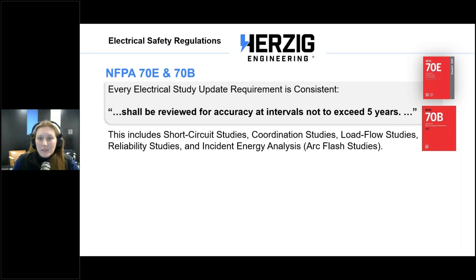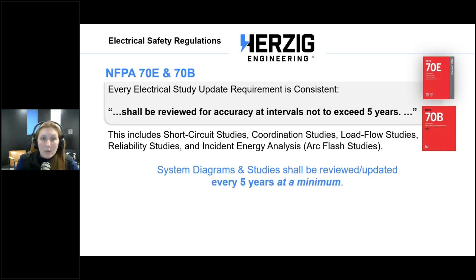I'm going to take a little side note here. It says shall be reviewed for accuracy. I can tell you vast majority of the time, we might as well just say update at intervals not to exceed 5 years, because if you're waiting 5 years to get it reviewed for accuracy, I have a pretty good bet that it's going to need some changes. It's going to need to be updated. So that's going to impact your short circuit studies, coordination studies, load flow studies, reliability studies, arc flash studies, and so forth. So when should they be updated?